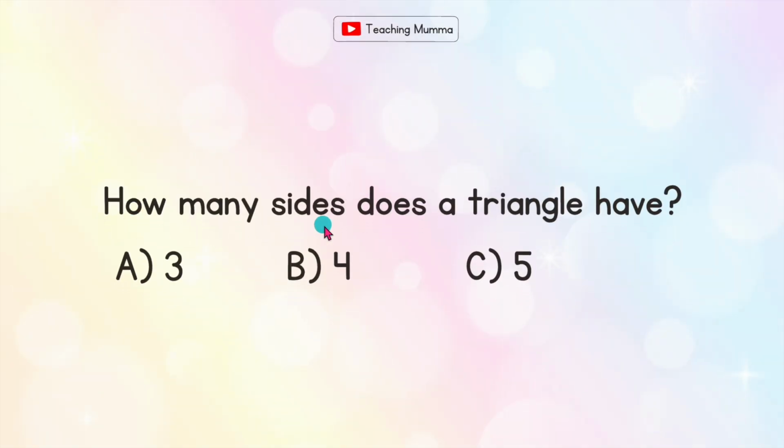How many sides does a triangle have? Option A 3, option B 4, option C 5. And the right answer is option A 3. A triangle has 3 sides.